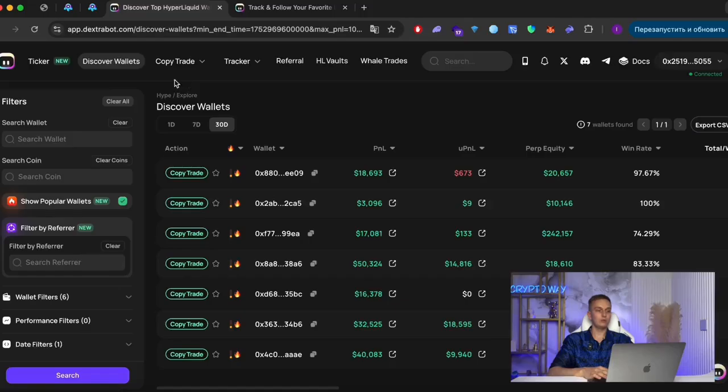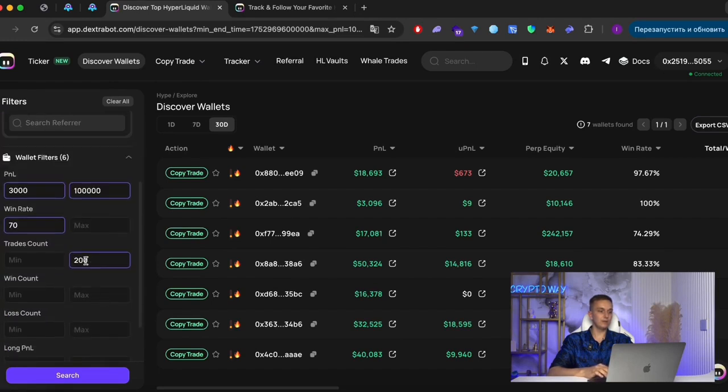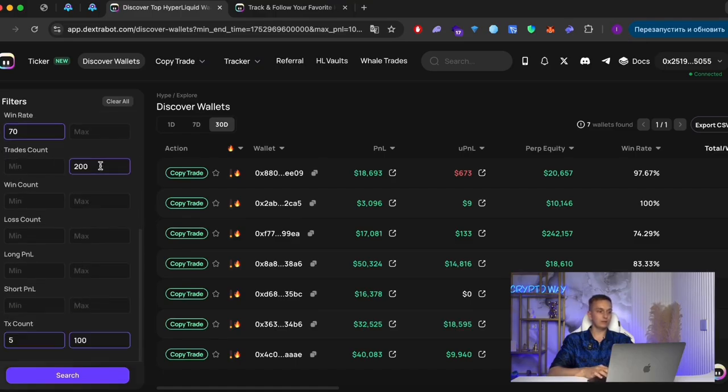To do this, we go to the Discover Wallets section, and here in the left menu we need to set all the necessary filters. First of all, pay attention. Right now I've set the P&L filter from $3,000 to $100,000. So we'll potentially see traders who aren't particularly large. Also, the win rate is set at 70% and the trades count is currently set to 200. And the lower setting, TX count, is also set from 5 to 100.